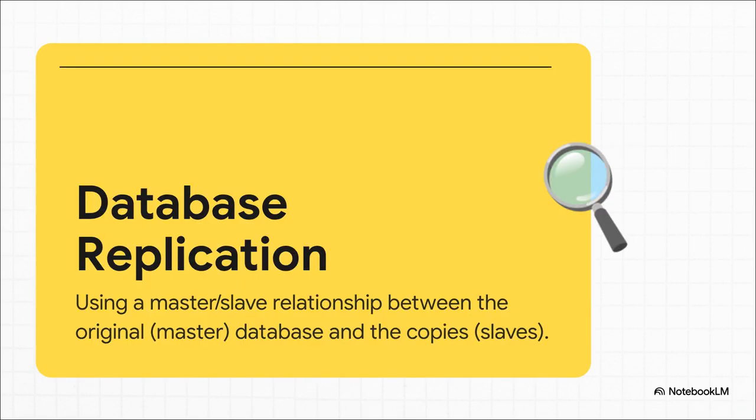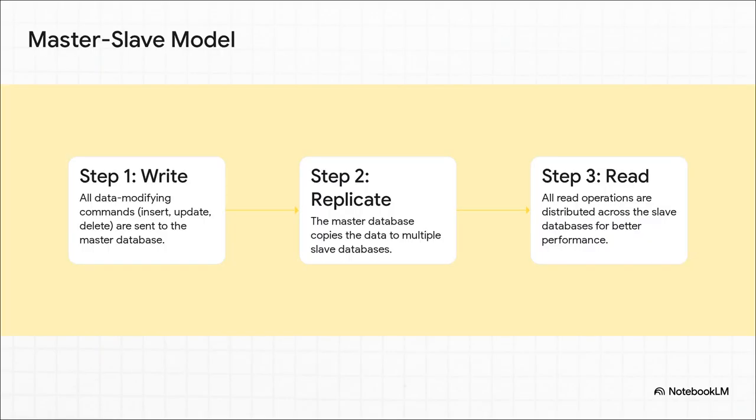We do it with something called replication. We basically create backup copies of our database. The original is called the master, and all the copies are called slaves. This is a classic, powerful pattern for both reliability and performance. Now here's the really clever part. The work gets split up. All the new data, the writes, goes to the master database.